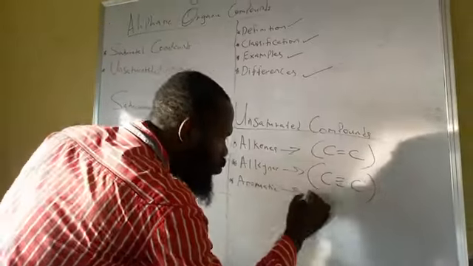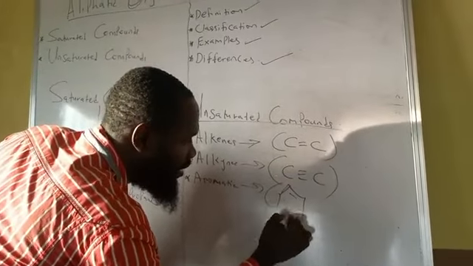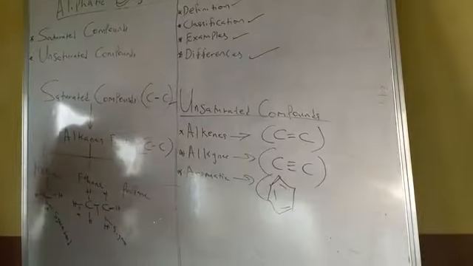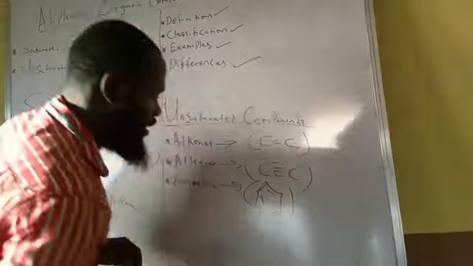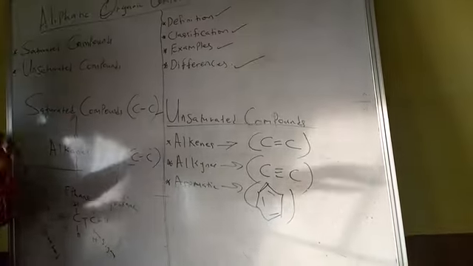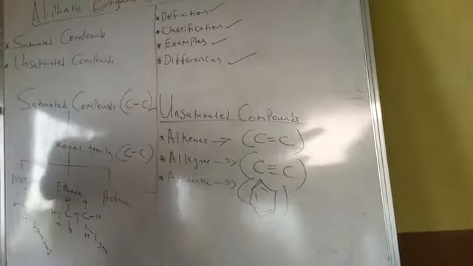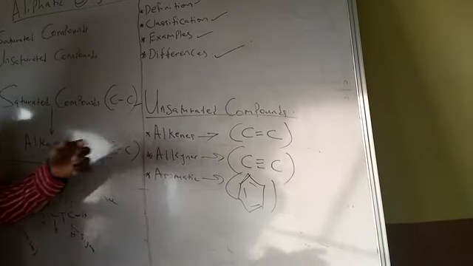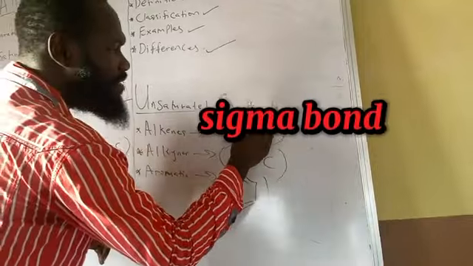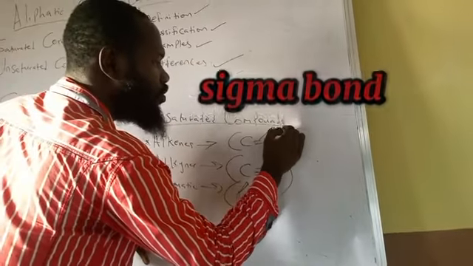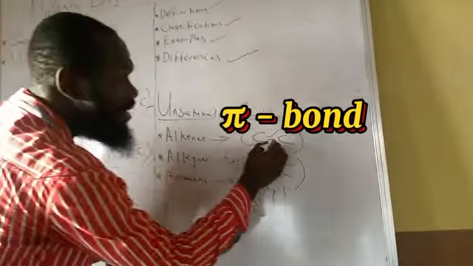And benzene is also a ring that contains double bonds, which shows that they are also unsaturated. Now, one thing you should know is that in unsaturated compounds, for example the alkenes, they contain two bonds. We have a sigma bond, which is unbreakable, and we also have a pi bond.